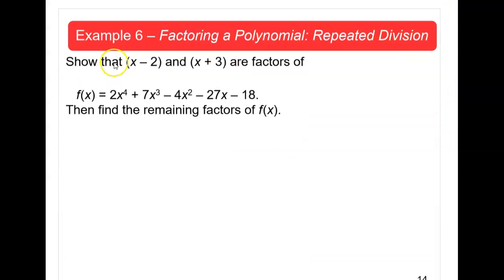So now let's do an example. We have to show that x minus 2 and x plus 3 are factors of this polynomial. We have a polynomial of degree 4. That's important. That's the highest exponent.